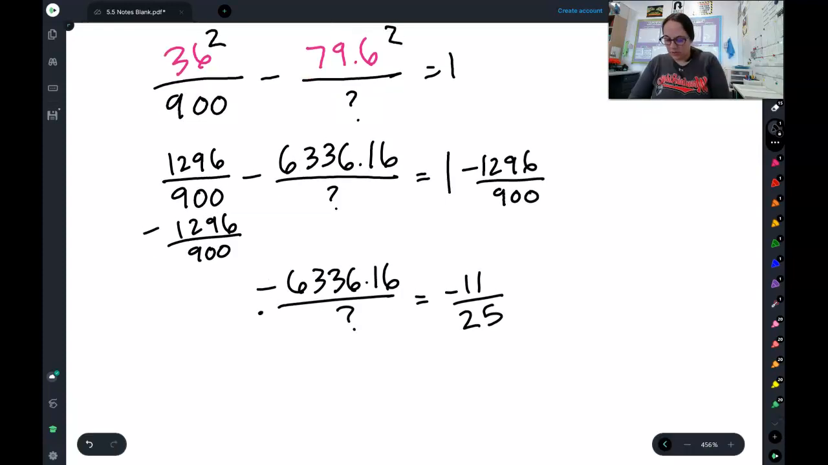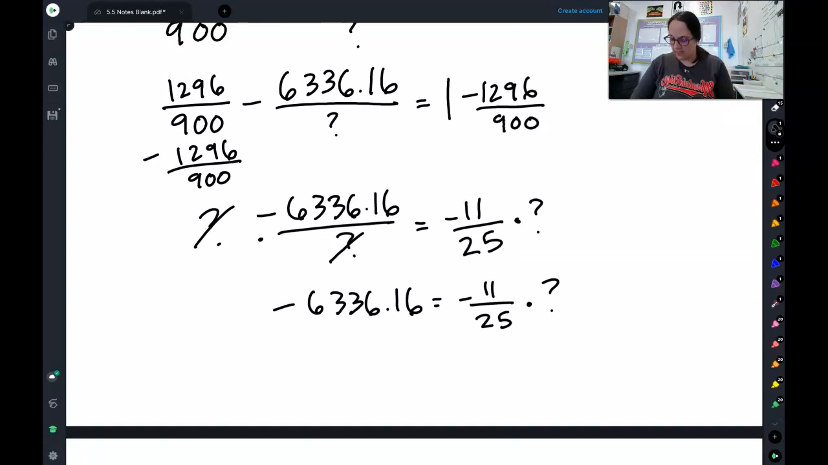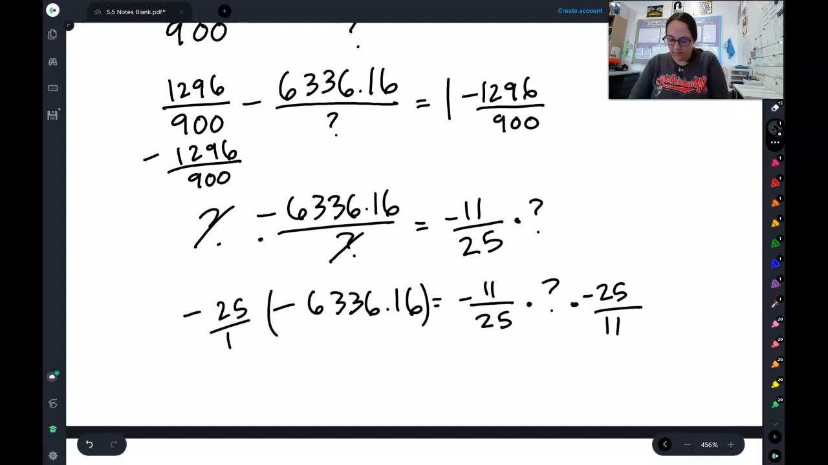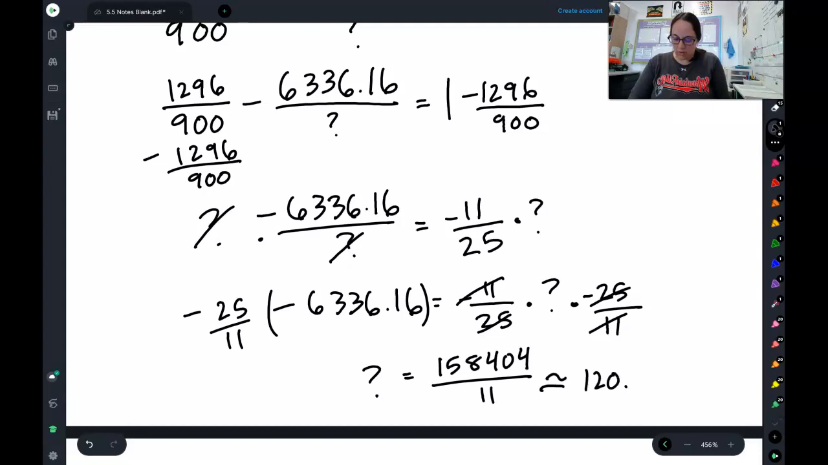Now I'm going to multiply by my question mark so I can get it out of the denominator. So I've got negative 6336.16 equals negative 11/25 times the question mark that I'm solving for. So last thing I can do is multiply by negative 25/11 to get the question mark by itself. And I find that my question mark is 158,404 over 11, which is about 120.001.